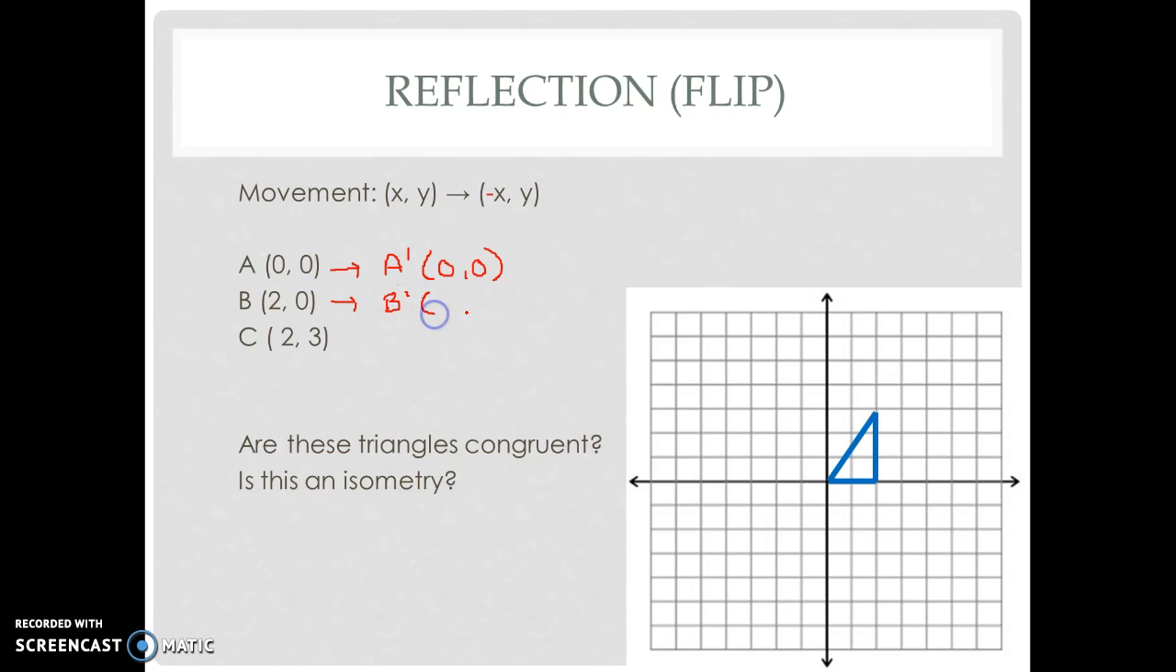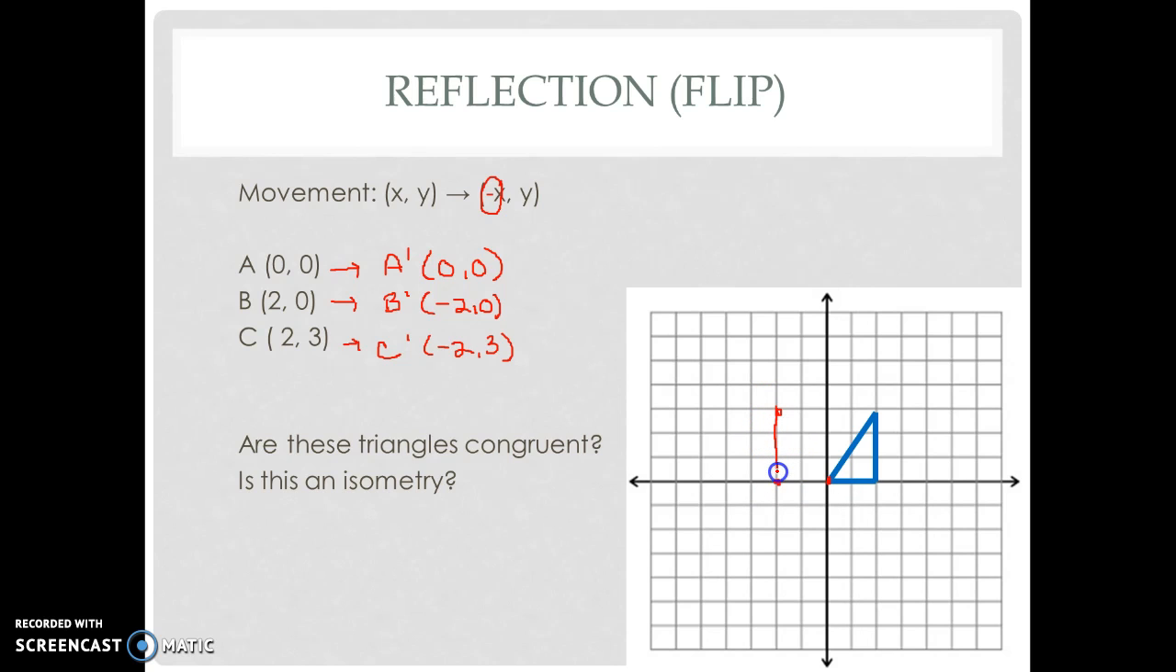B prime, again, we negate the X. So instead of positive 2, 0, we have negative 2, 0. And C prime, 2, 3, we just negate the X, so it's negative 2 and 3. So the only change we're making is the negative in front of the X coordinate. So let's go ahead and plot these points. So again, we're at 0, 0, negative 2, 0, negative 2, 3.